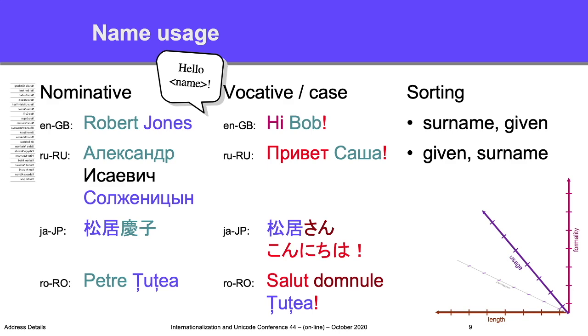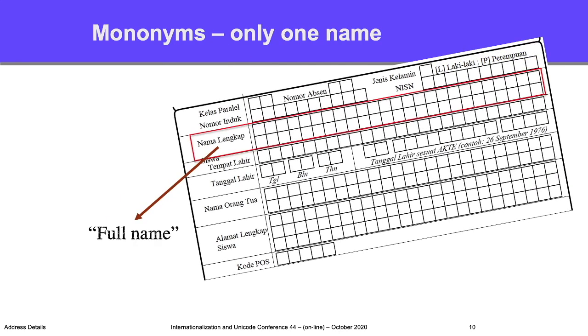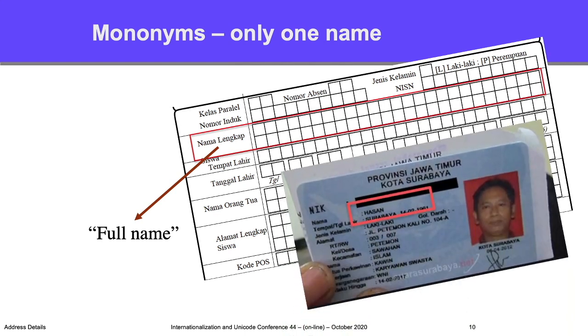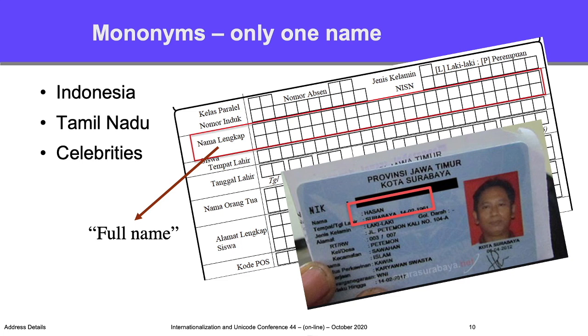Now there's some fun ways in which names appear in real life. One is mononyms. If you're in Indonesia, you don't put in your first name, last name, your given name, surname, just nama lengkap, your full name, just one field for however many names you want to put down. And many people have only one name, like this individual, Hassan. This is common in Indonesia, in southern India, and there's a few celebrities that have legally changed their name to just one name.